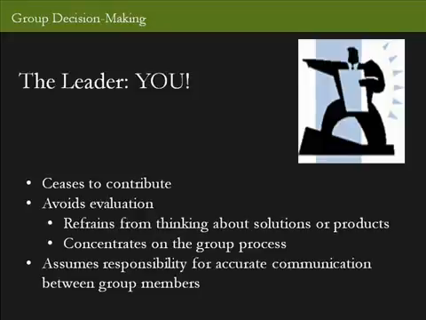This approach to group decision-making places the leader in a particular role in which he or she must cease to contribute so as not to influence other people's decisions, avoid evaluation, and refrain from thinking about solutions or group products. Instead, the leader must concentrate on the group process by assuming responsibility for accurate communication between members. The way decisions are made testifies to the degree of effectiveness of a group.